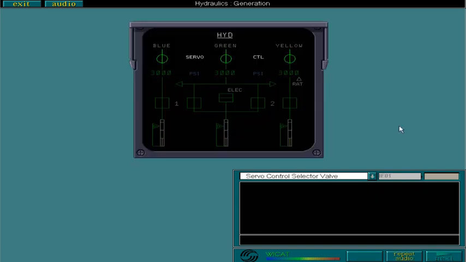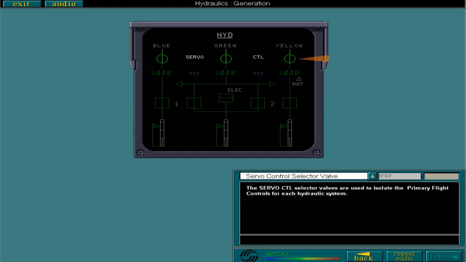The servo control selector valves are used to isolate the primary flight controls for each hydraulic system. Now let's look at the final 3 components of the hydraulic system.